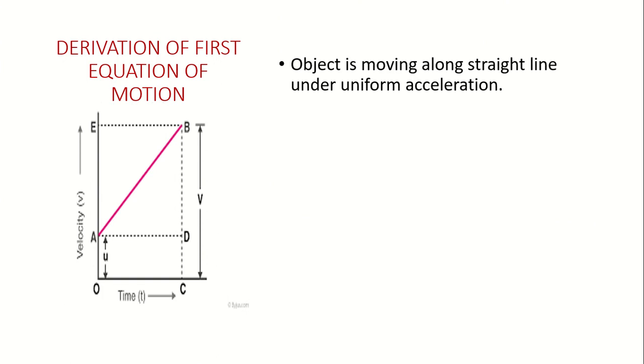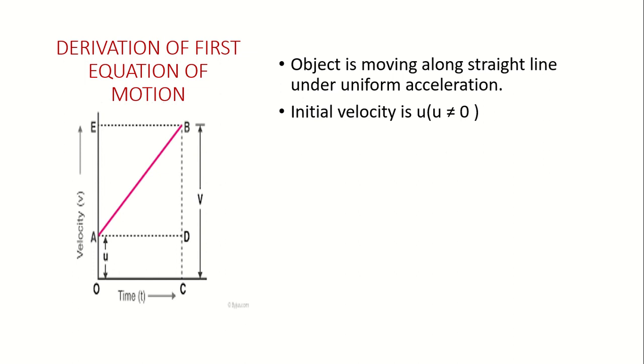And we should keep these things in our mind. These points are very important. First point is, object is moving along a straight line under uniform acceleration. Please note that these equations of motion are applicable only and only for an object which is moving along a straight line and under uniform acceleration.